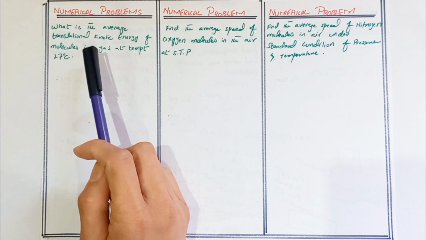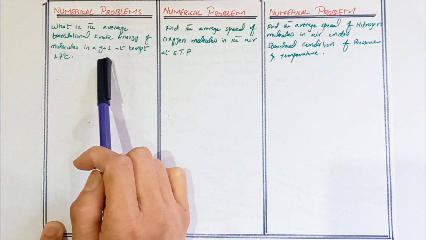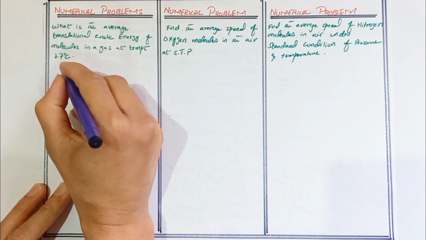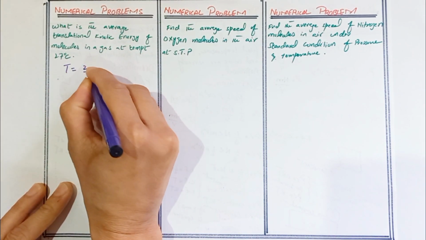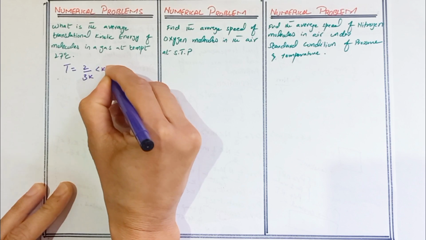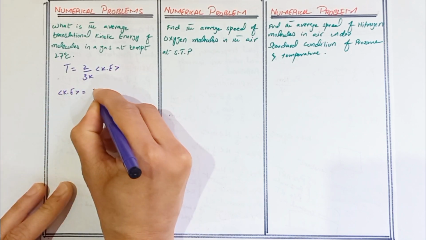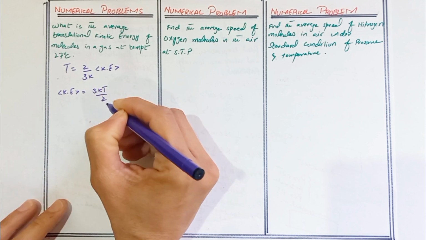First numerical that we discussed: what is the average translational kinetic energy of a molecule in a gas at a temperature of 27 degrees centigrade? We know the formula of temperature: T is equal to 2/3K times average kinetic energy. From this we can calculate the average kinetic energy, which is equal to 3KT over 2.